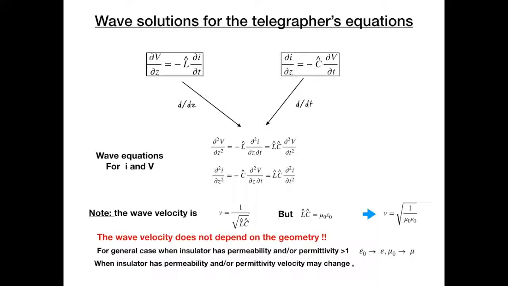In the general case, when you usually have some insulating material between the conductors, the epsilon 0 needs to be changed to epsilon, and if you have some magnetic material, mu 0 needs to change to the actual permeability of the material.